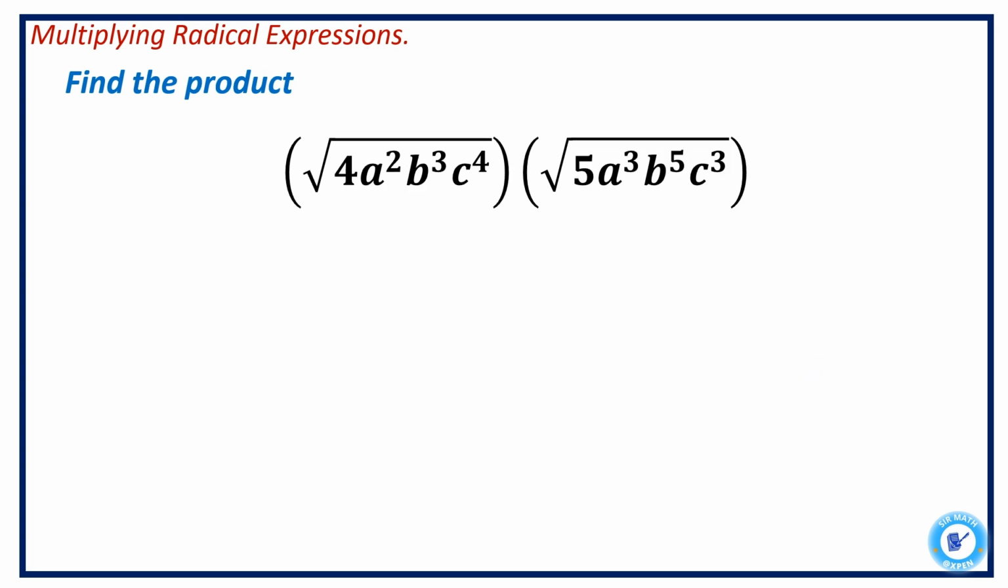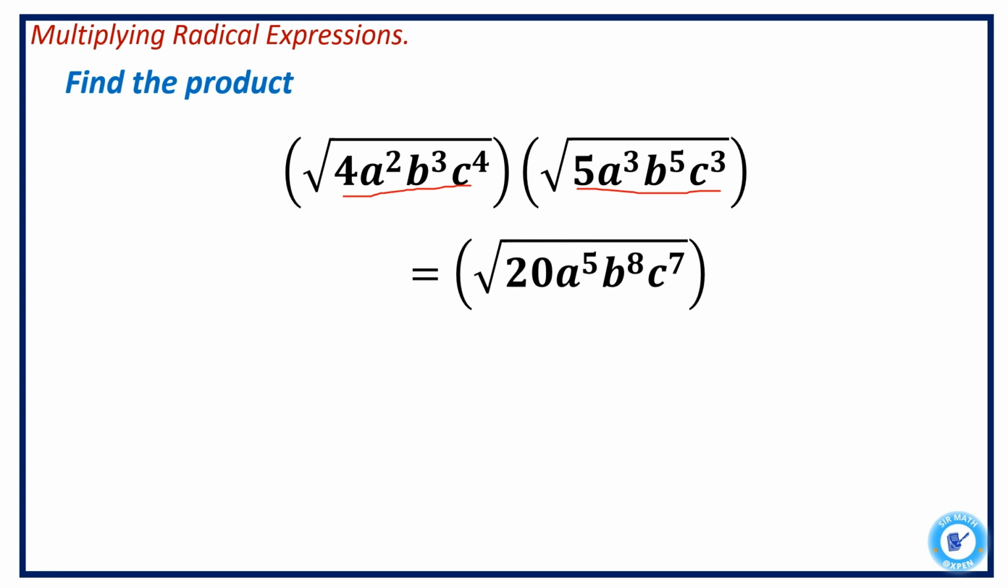And let's find the product of the square roots of 4a squared b cubed c to the fourth power and 5a cubed b to the fifth power c cubed. Step number 1 is to multiply the radicands. So that's simply equivalent to, we have here 4 times 5, that's equal to 20. Then we also have to multiply a times a, that's equal to a. And add 2 plus 3, that's equal to 5.